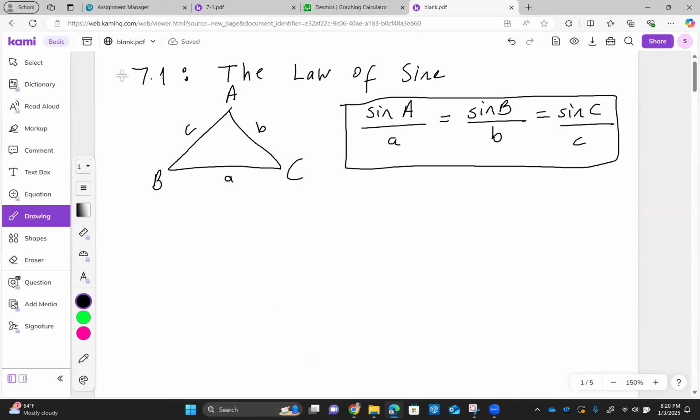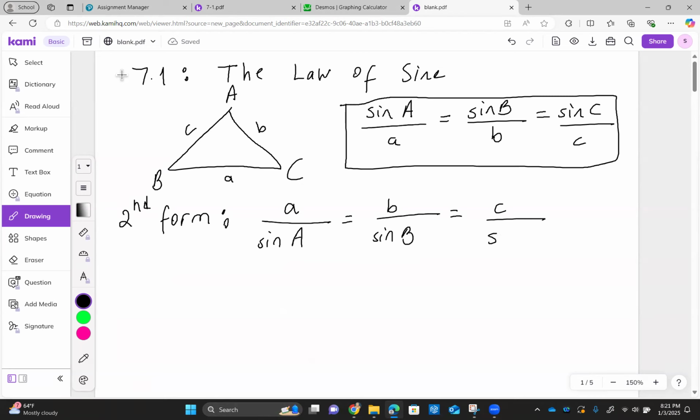Instead of putting the sine of A first, you can also create the second form of this law. You can say that side A over sine of angle A always creates the same ratio as B over sine of angle B, and this gives the same relationship as C over sine of angle C. The Law of Sines helps us find missing sides or missing angles when we have enough information.